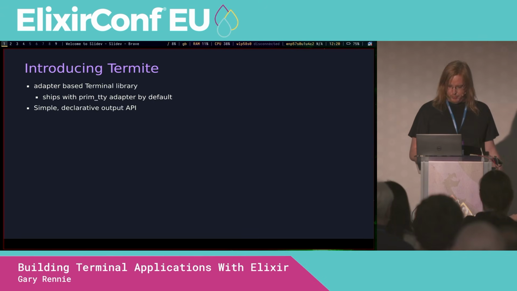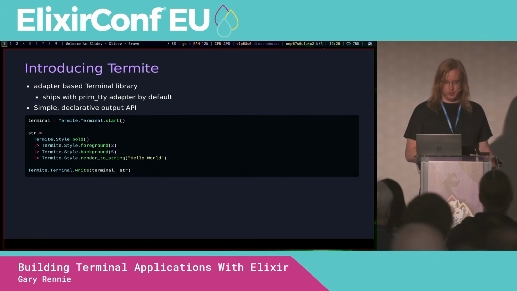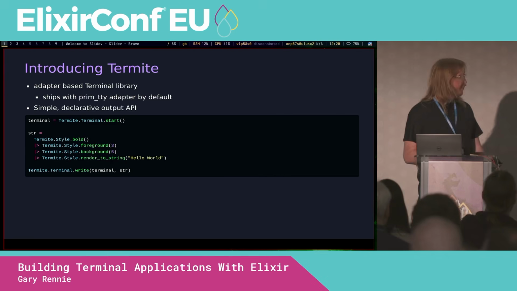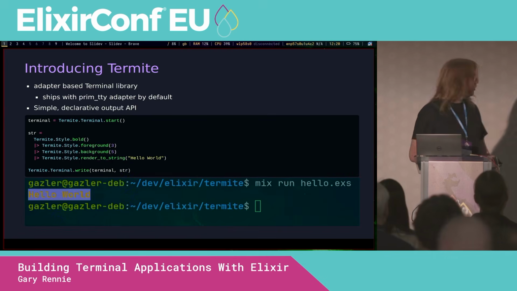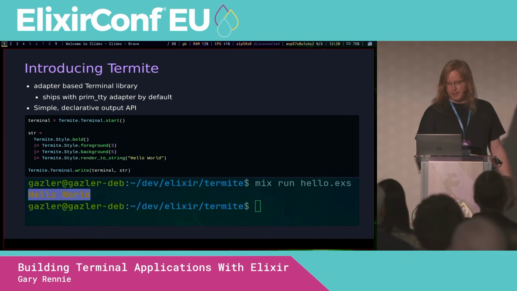And then I want this simple declarative output API as well. So here's an example of what it looks like. You start a terminal, and then you can build up a styled string, and you can write it out to the terminal, and that will output this beautiful hello world.